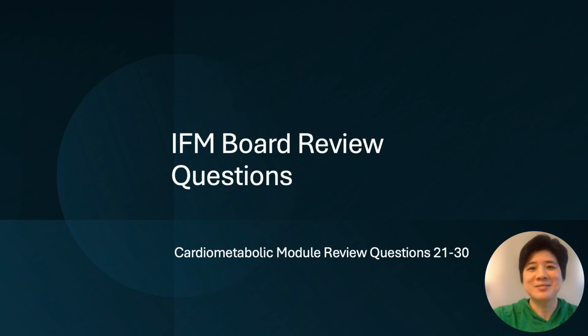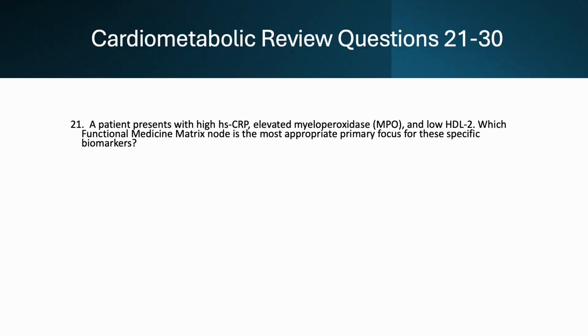Okay, let's get started. Question number 21. A patient presents with high sensitivity CRP, elevated myeloperoxidase, and low HDL2. Which functional medicine matrix node is the most appropriate primary focus for these specific biomarkers? A. Transport. B. Defense and repair. C. Energy. D. Communication.